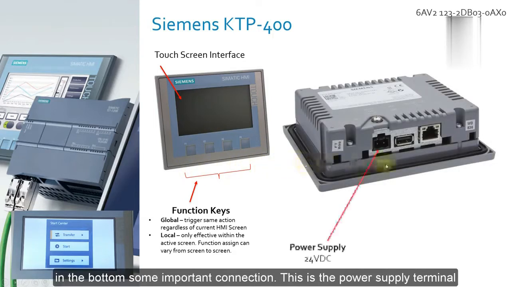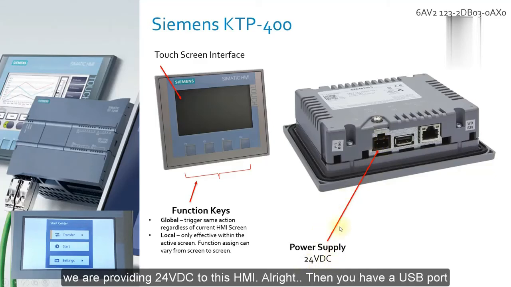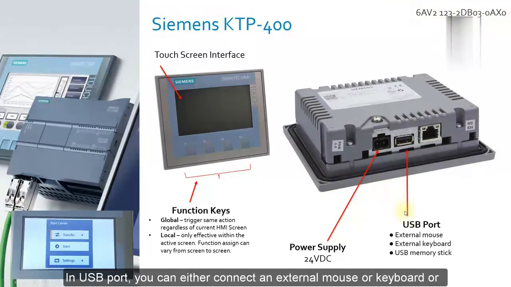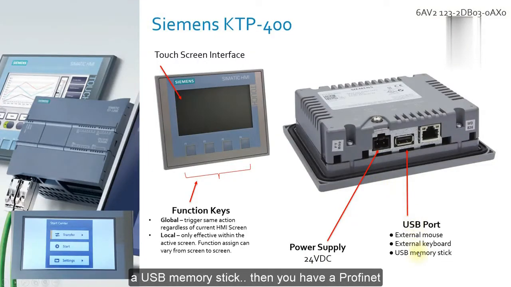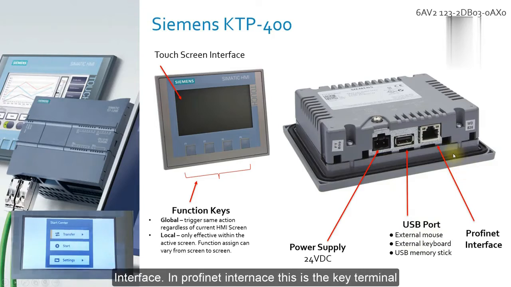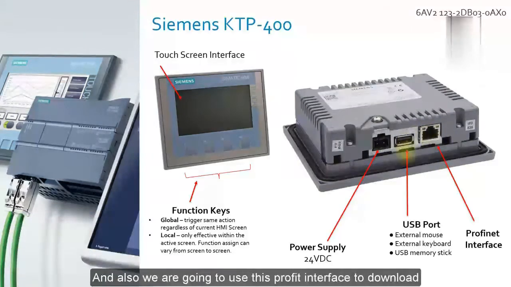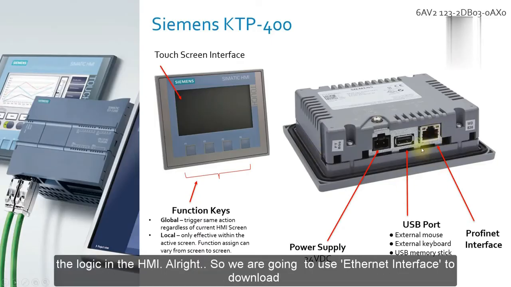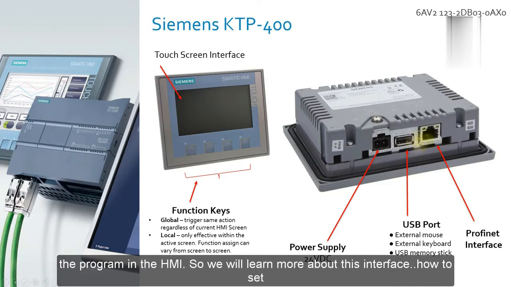At the bottom you have some important connections. This is the power supply. We are providing 24 VDC to this HMI. Then you have a USB port, where you can connect an external mouse, a keyboard, or a USB memory stick. Then you have a Profinet interface, which is the key terminal here. You can link this HMI with PLCs and other devices, and we are also going to use this Profinet interface to download the logic in the HMI. So we're going to use the Ethernet interface to download the programs in the HMI.